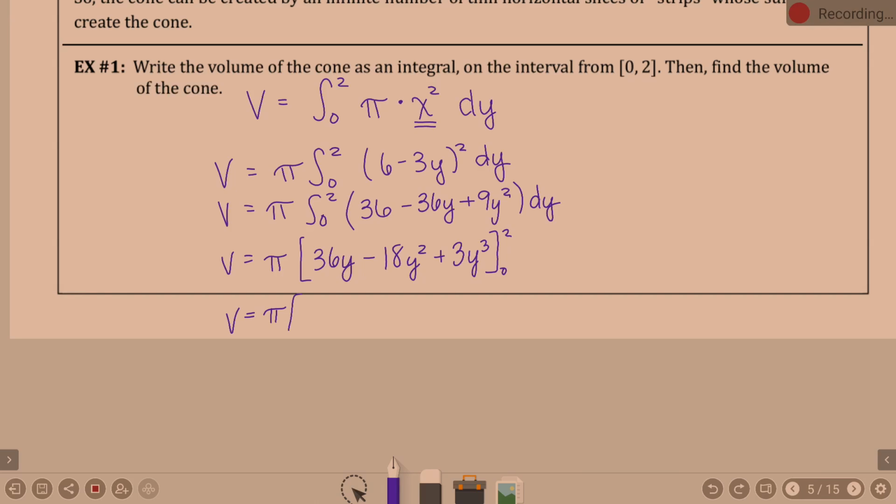Again, I'm always going to remind you, always check. Don't just assume I can ignore 0. When I plug 0 in, is it going to give me 0? In this case, 0, 0, 0, it will. But don't ever just assume.